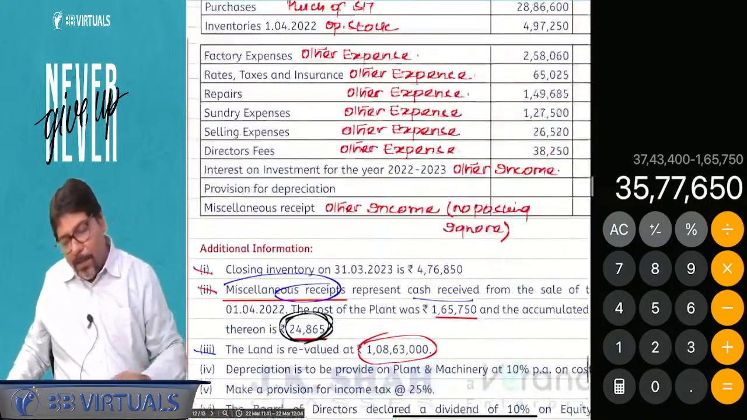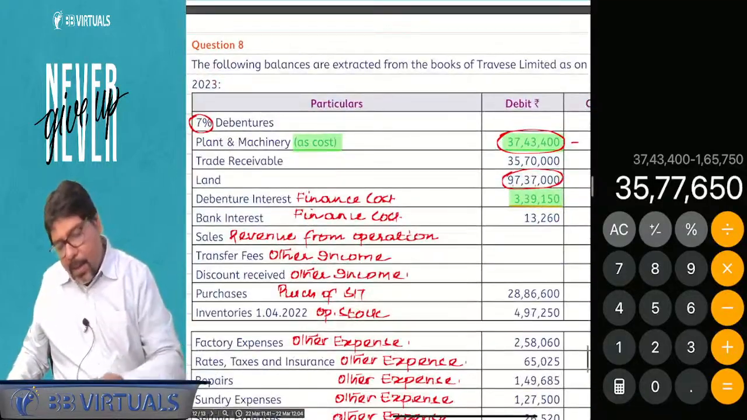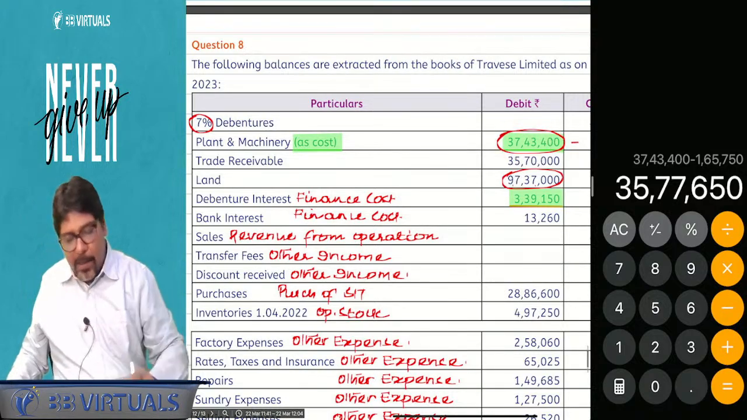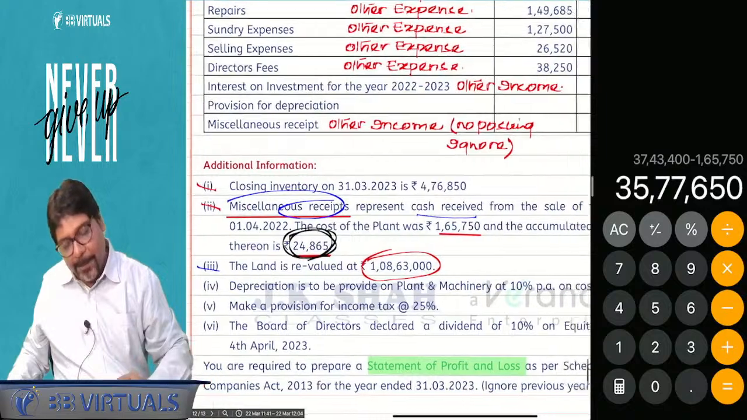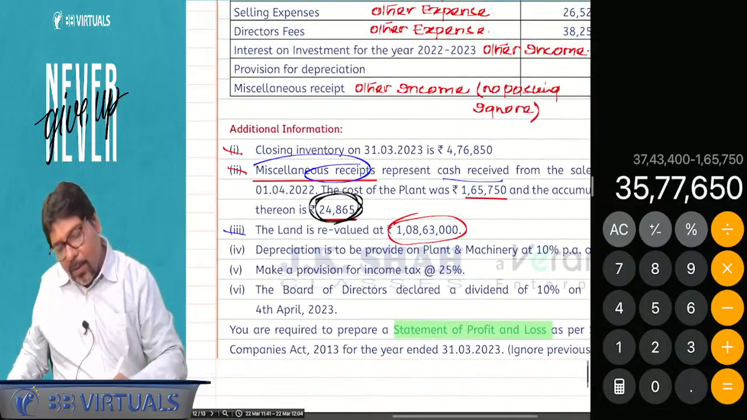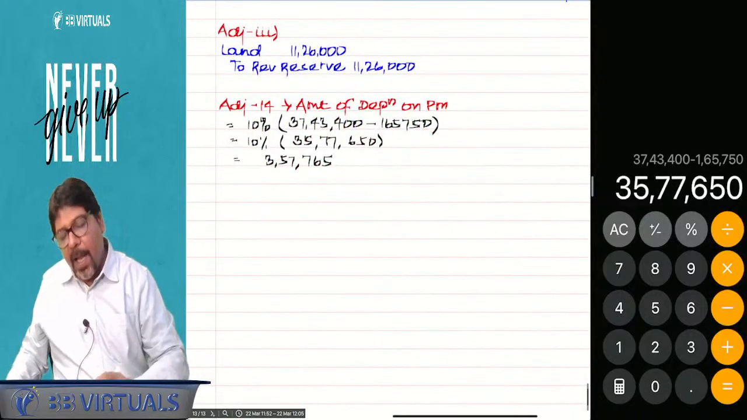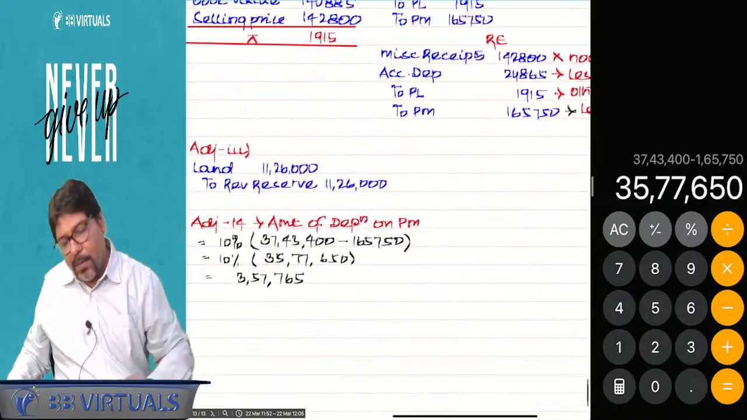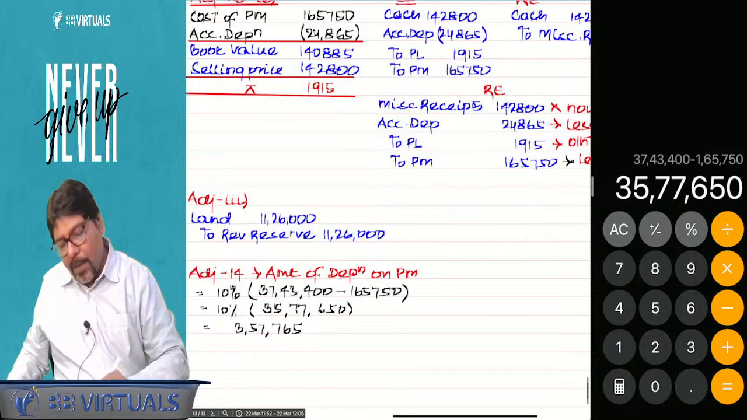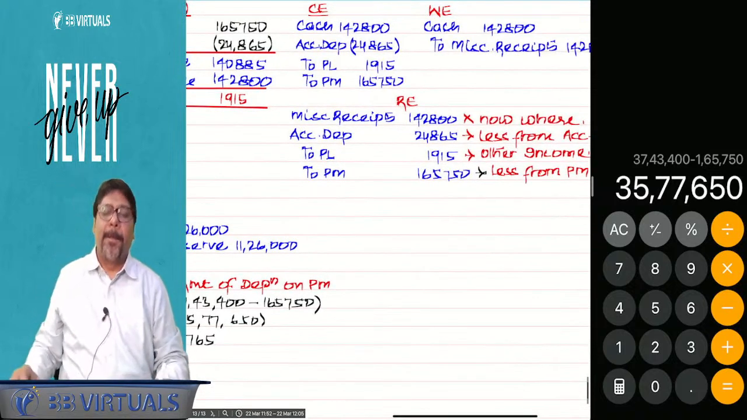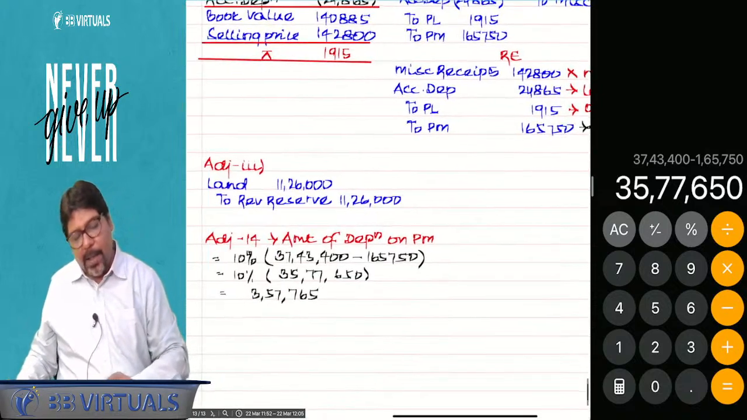And tell me, why did you subtract 165,750? Because this is the total cost of plant and machinery, and this is the cost of plant and machinery which is sold. So the asset which is sold, I have subtracted. And if you look at this adjustment also, over here we decided 165,750 less from plant and machinery. Correct, 10% of that.